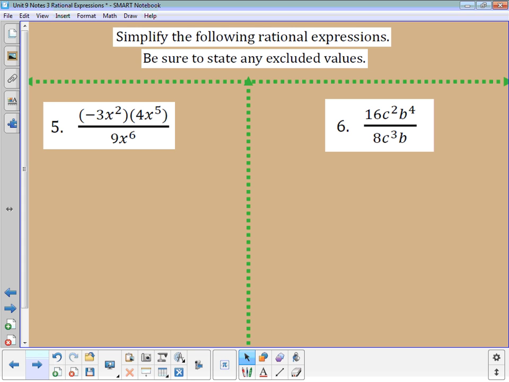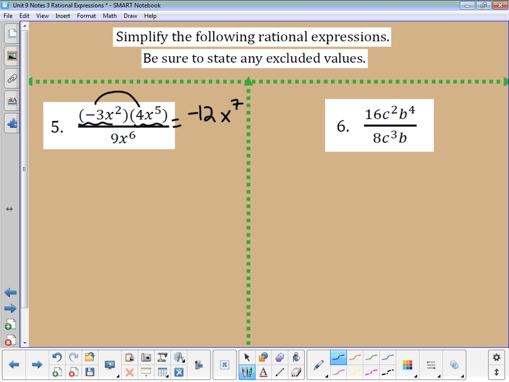In number 5, I have negative 3x squared times 4x to the 5th, over 9x to the 6th. So I'm first going to start by making the top all one term. I have two separate sets of parentheses, and I'm going to put those together. Negative 3 times 4 is negative 12. And x squared times x to the 5th is x to the 7th. The bottom's already one term by itself, so I have 9x to the 6th.